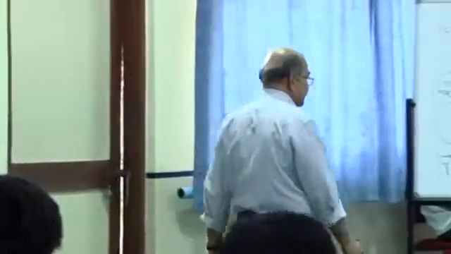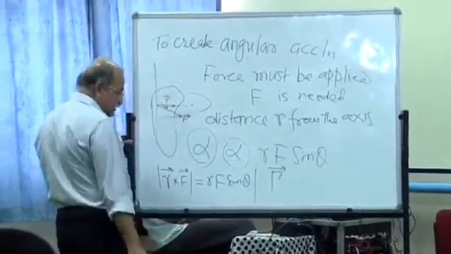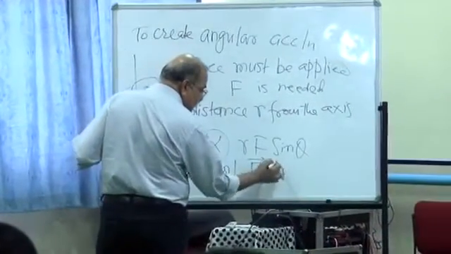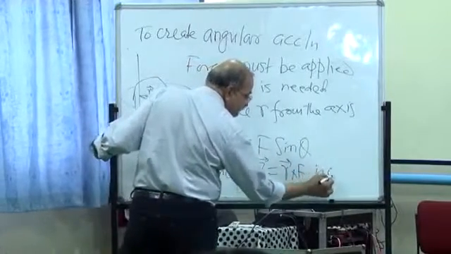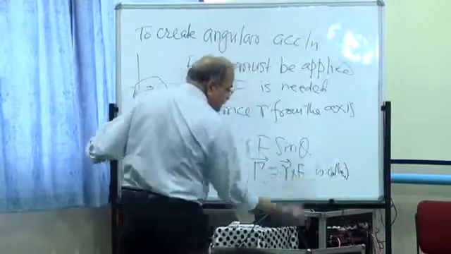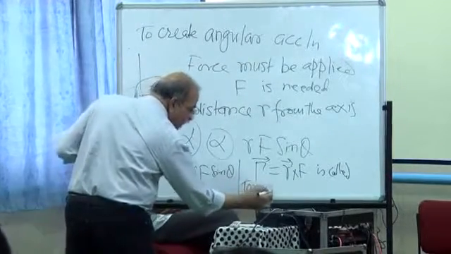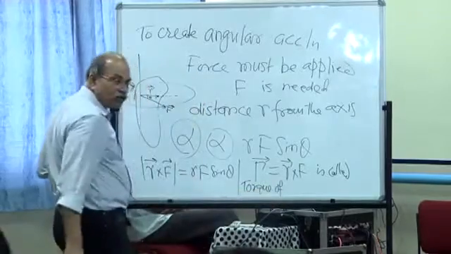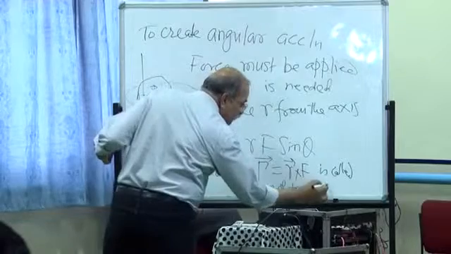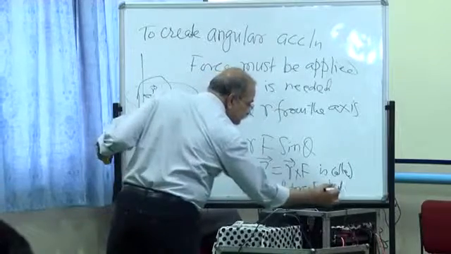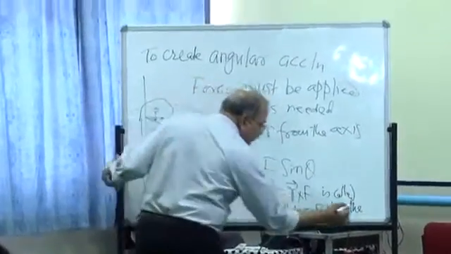So this quantity, we write it as gamma equal to r cross F. What is it called? Torque of force F about the origin, in fact.